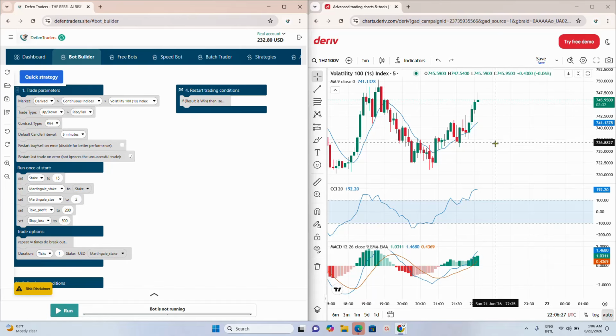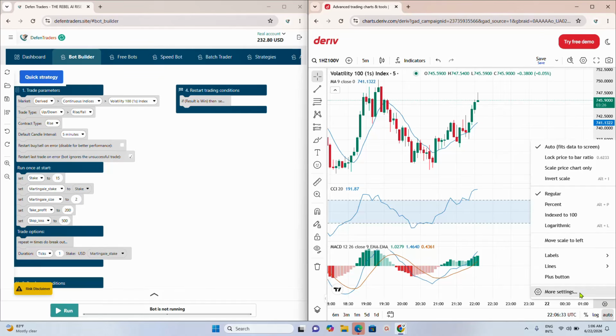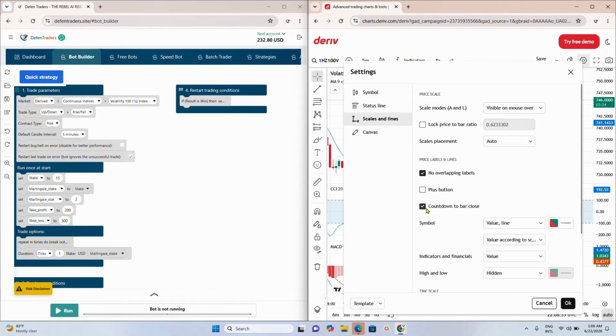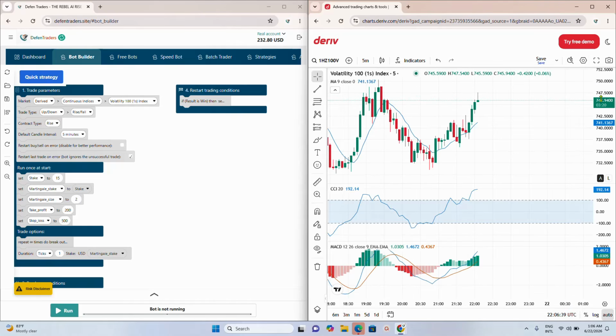Okay, so now one, make sure that you have added your timer here. You click on this part, more settings, then you click on countdown to bar close. Okay, then you'll have your timer, it's here. The amount of time that the candle will take to open and close, that is what we call the timer. Okay, so remember the market is rise and fall.